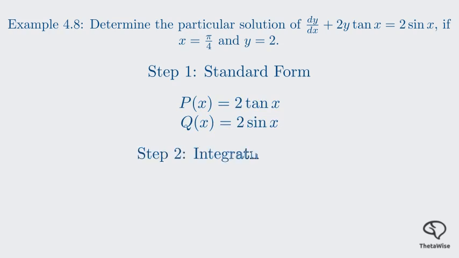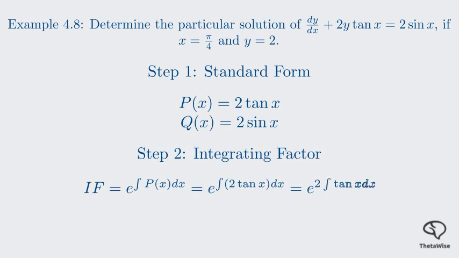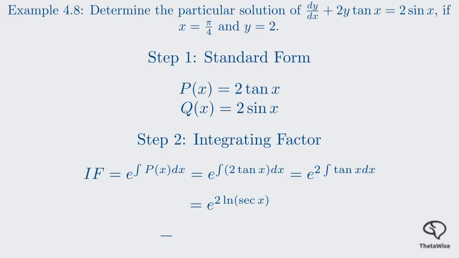Step 2. Integrating factor. I(x) equals e to the integral of 2 tangent x dx. We can pull the constant 2 out of the integral. The integral of tangent x is ln of secant x. So we have e to the power of 2 ln of secant x. Now we use the logarithm power rule to move the 2 inside the log. This gives e to the power of ln of secant squared x, which simplifies to secant squared x. Our integrating factor is secant squared x.